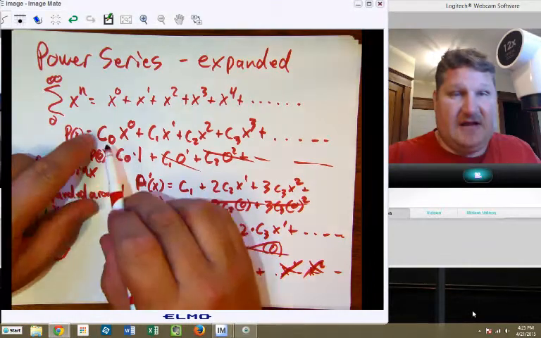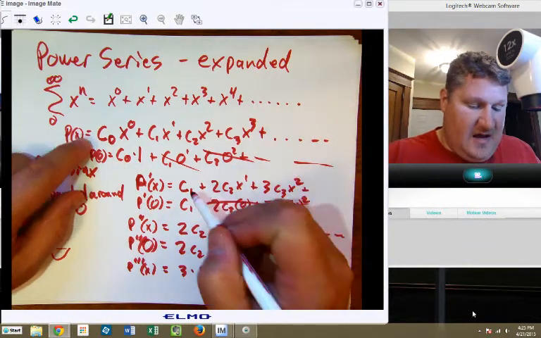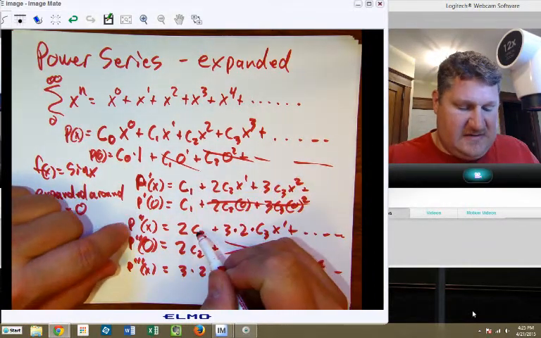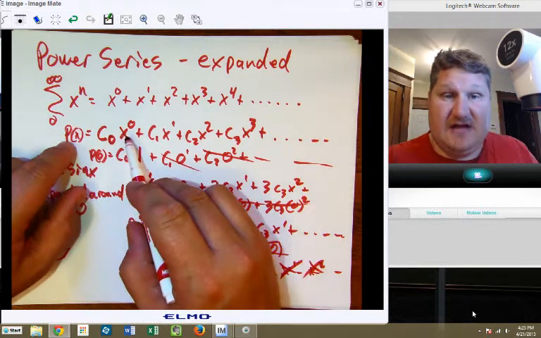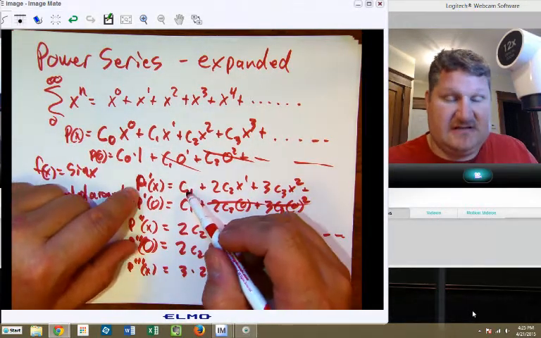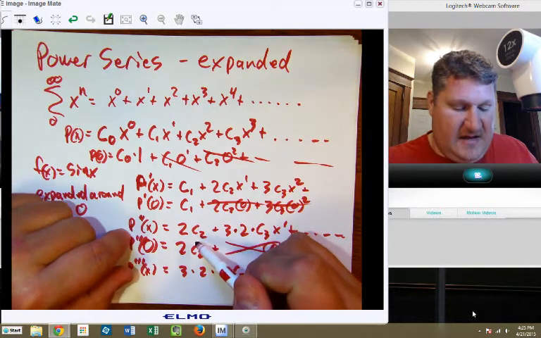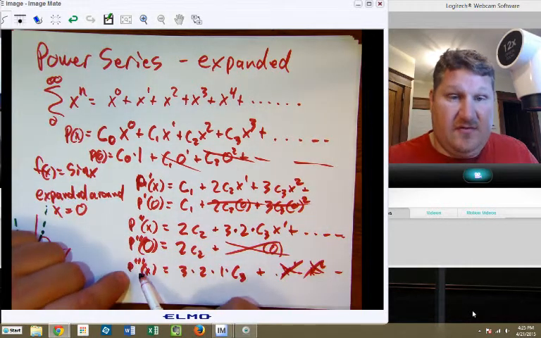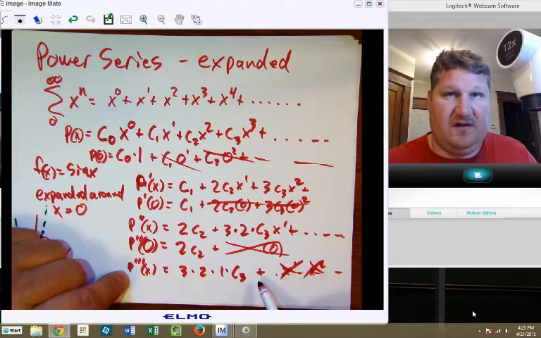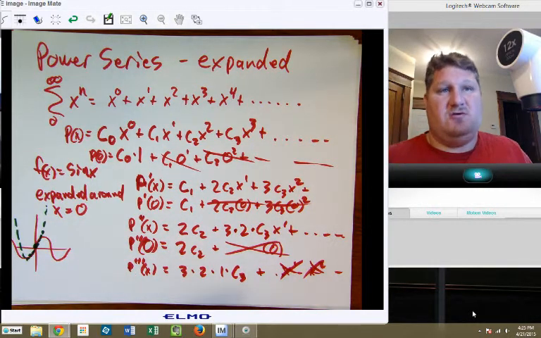So as you can see, in the original case I had C sub 0. The first case I had C sub 1. Then I had in the second derivative 2C2, third derivative 3 times 2 times 1 C3. Well, before long you should notice a pattern.